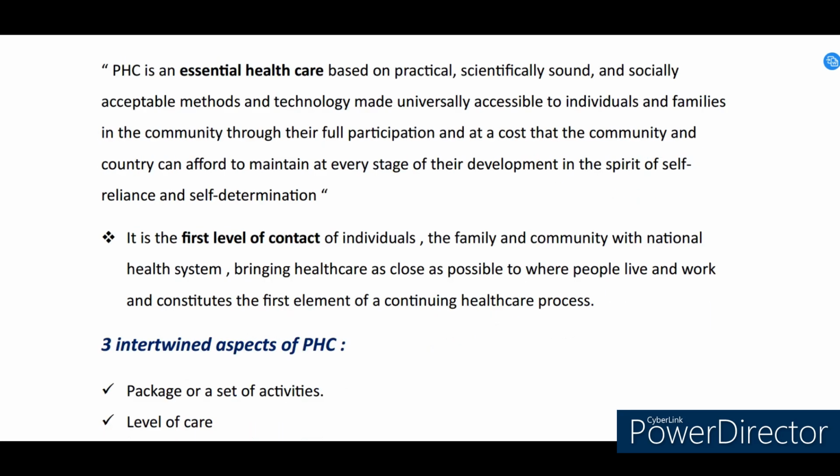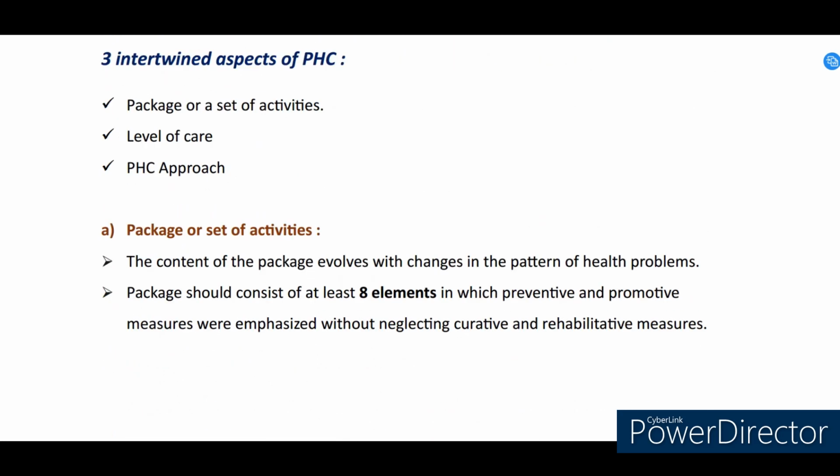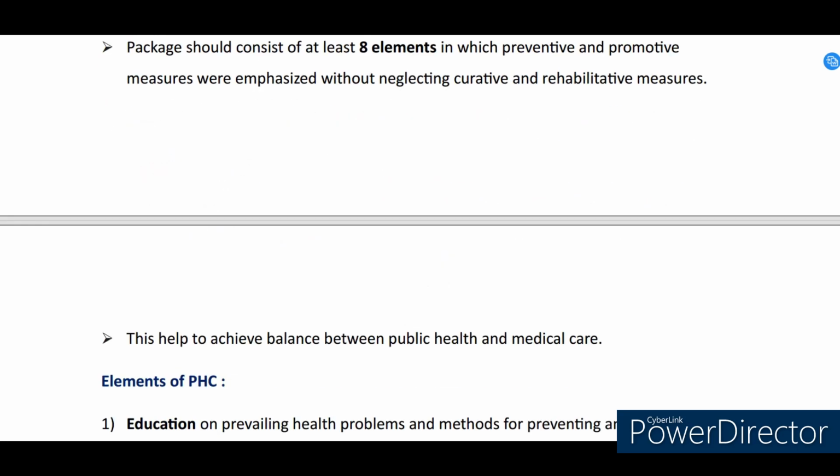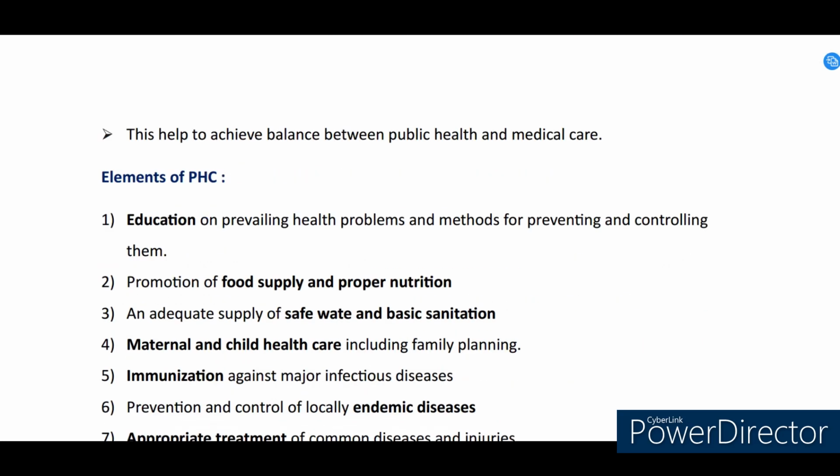There are three intertwined aspects of primary healthcare: package or a set of activities, level of care, and the primary healthcare approach. To start with the package or set of activities, the content of the package evolves with changes in the pattern of health problems. For example, in 1978, they agreed to have a package which consists of at least 8 elements, in which preventive and promotive measures were emphasized without neglecting curative and rehabilitative measures. This helped to achieve balance between public health and medical care.